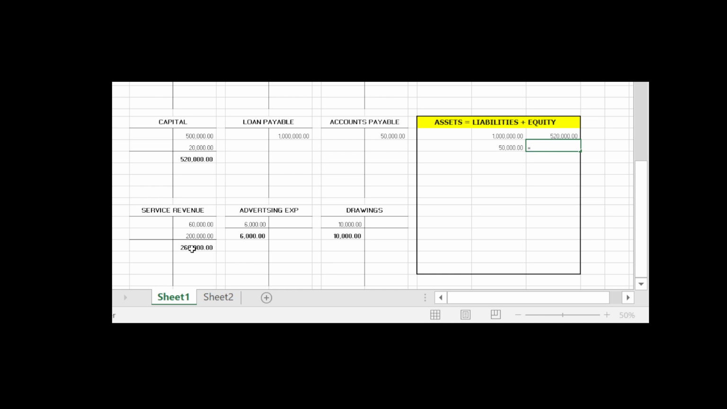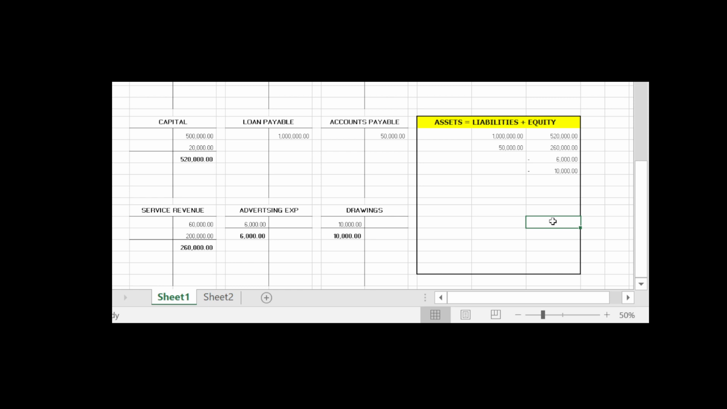So, ina-add natin yan service revenue. And then, binabawas natin yung ating expenses. And then, meron tayong drawings. So, drawings is since withdrawal siya by the owner for personal use, ibig sabihin mababawasan yung ating capital. So, bawas natin yung 10,000.